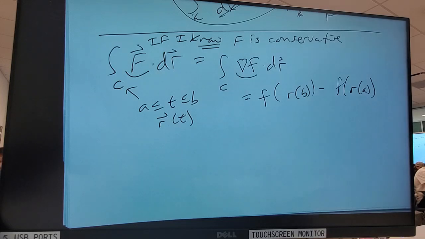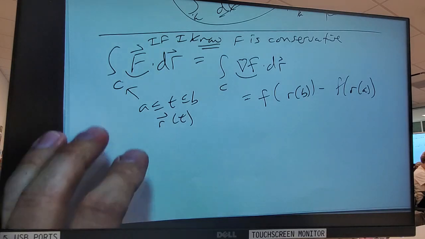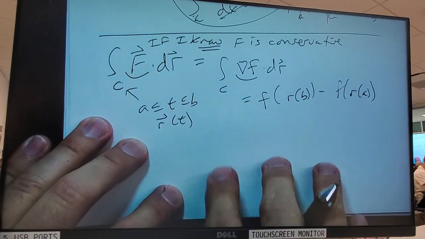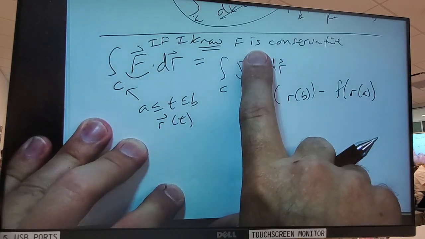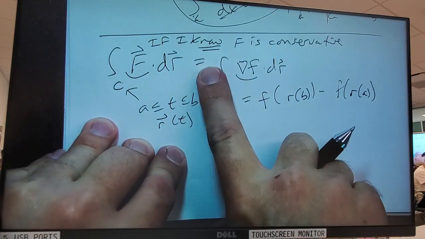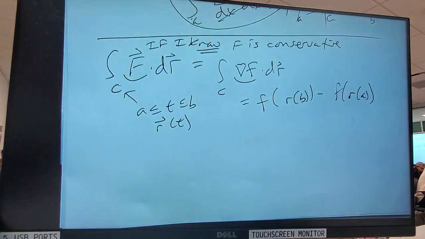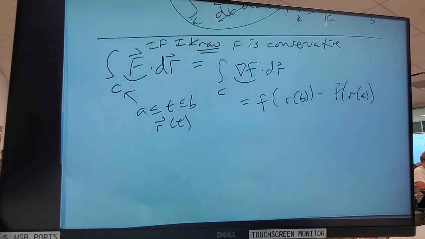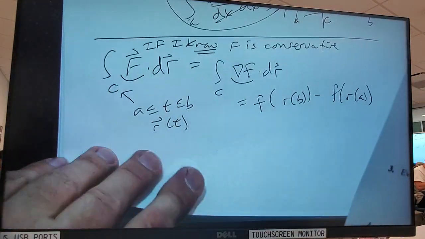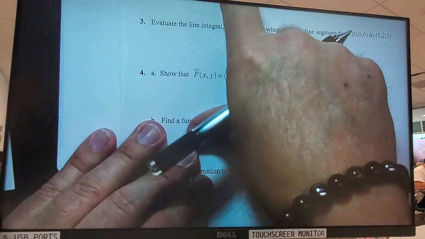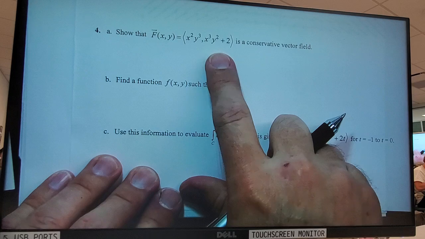Maybe, Jeff. So let's do this. Now that I've got you maybe understanding why it's so good to know if F is conservative, because this just kicks a lot of ass, let's look back at this handout from last time. We haven't done this yet, but I want to immediately do number 4. Look at number 4.